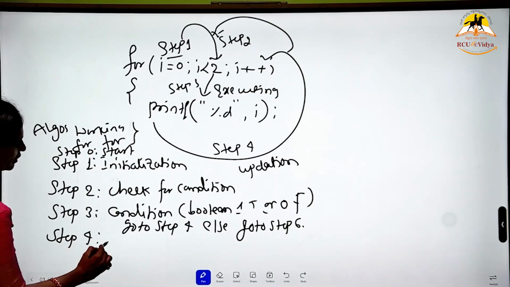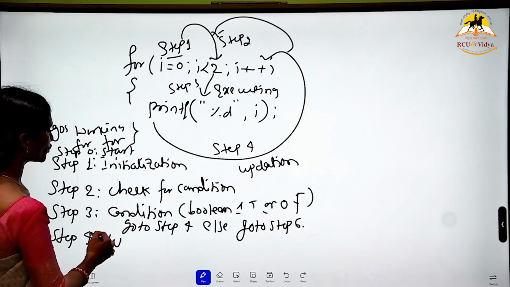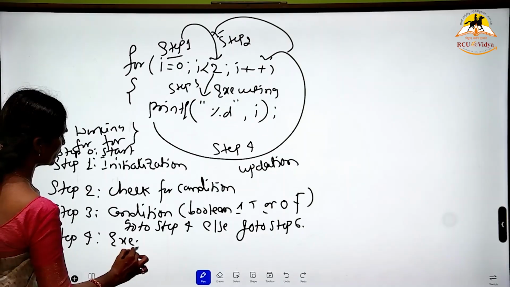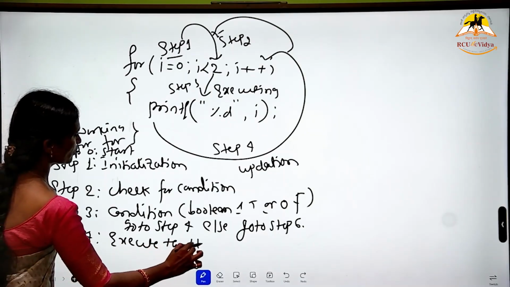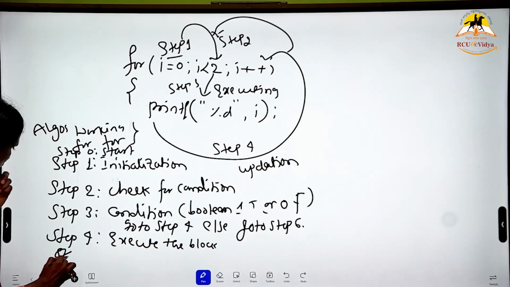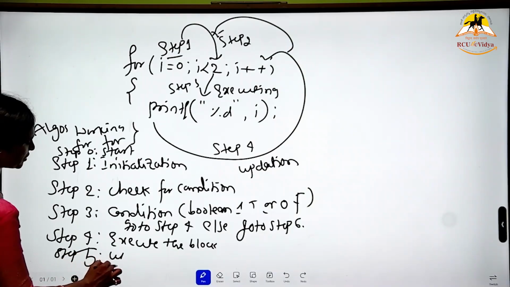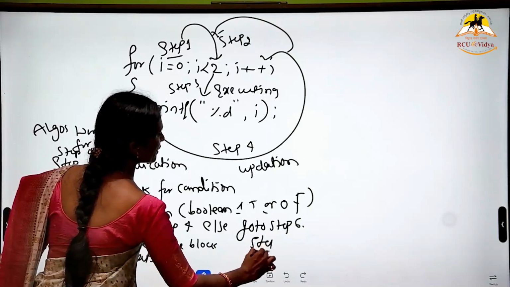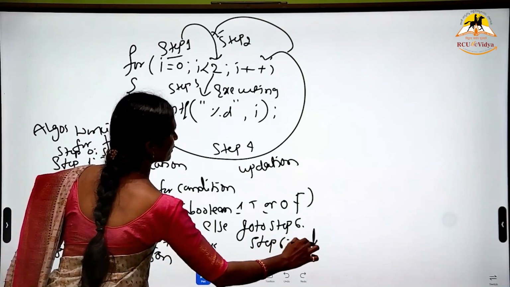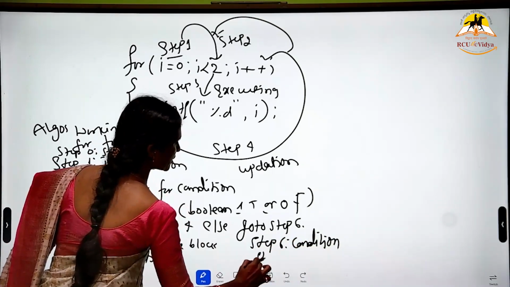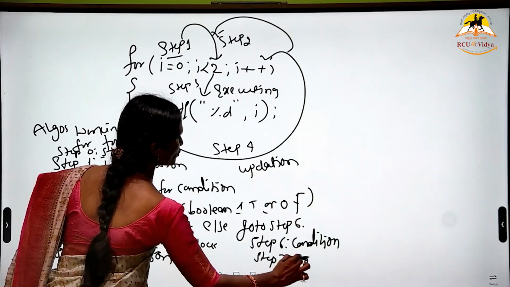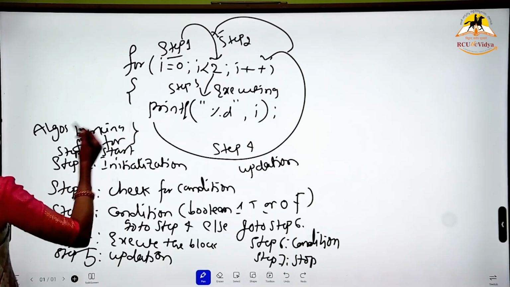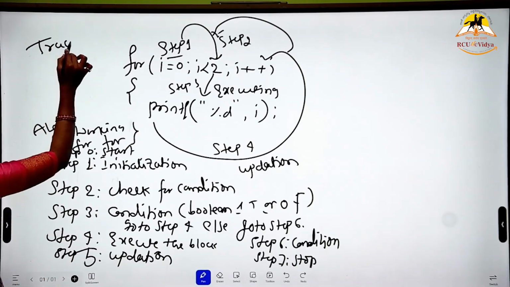Step 4, once it is true, you are going to execute the block. Then step 5, you have to go for updation. Step 6, again check the condition. Finally, step 7 is stop. So this is how the looping will execute. I hope you are clear. Once I trace this, you will understand again.